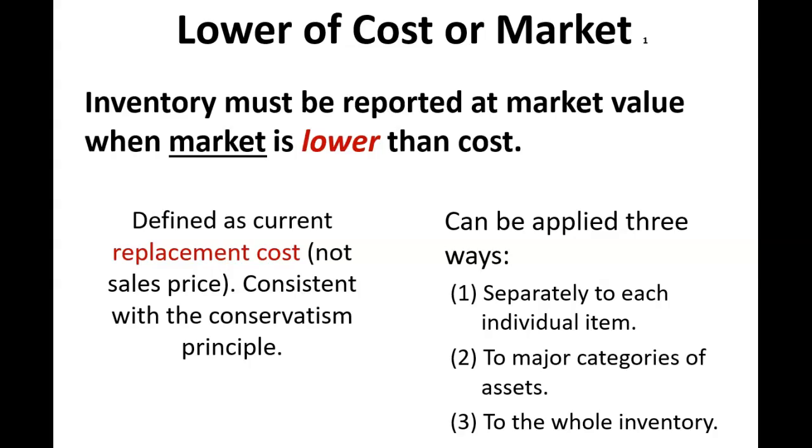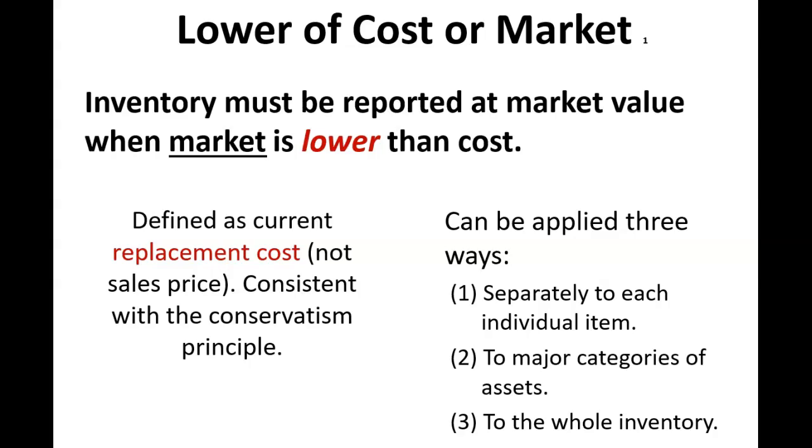Hi everyone. In this video, we'll continue our discussion of Chapter 5 information by talking about the need to value inventory at the lower of cost or market. After companies apply one of the four costing methods, FIFO, LIFO, weighted average, or specific identification, inventory then must be reviewed to ensure that it is reported at the lower of cost or market.